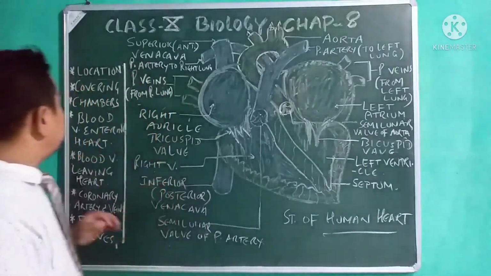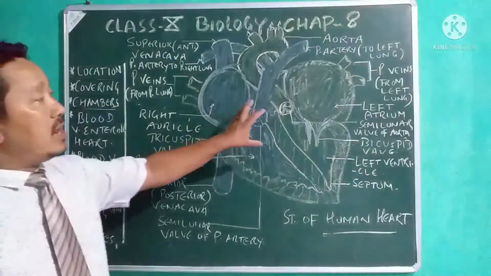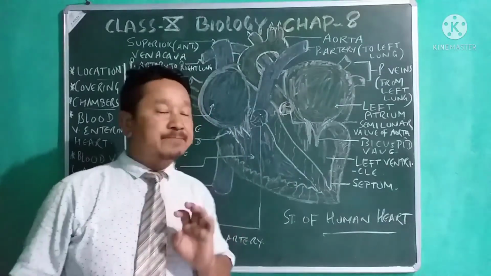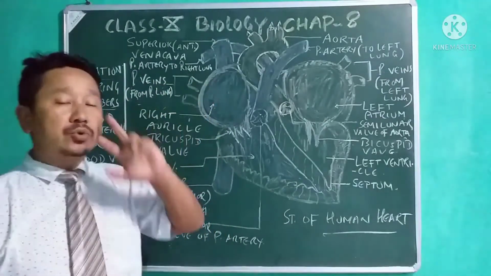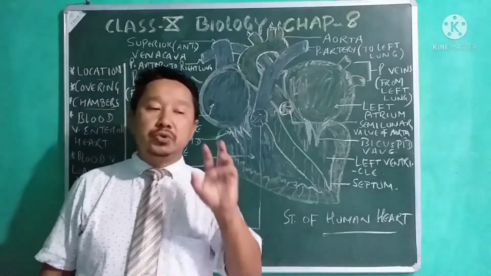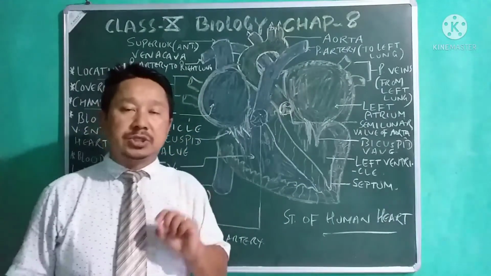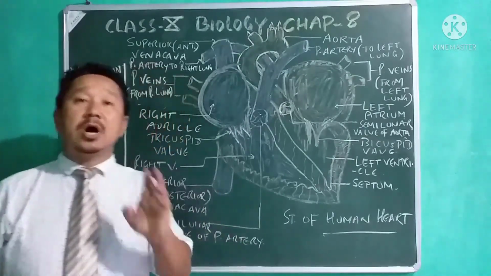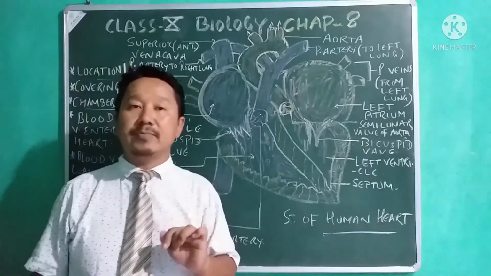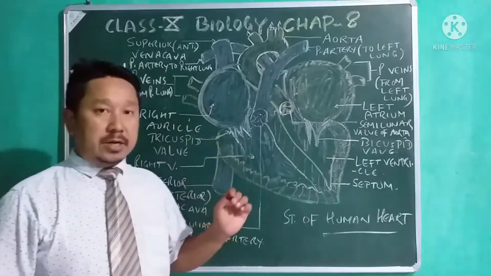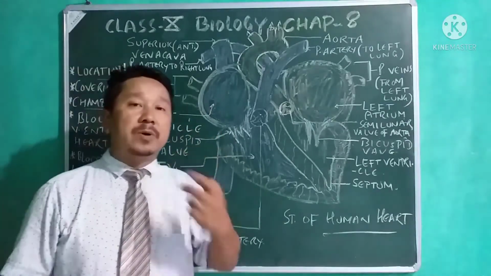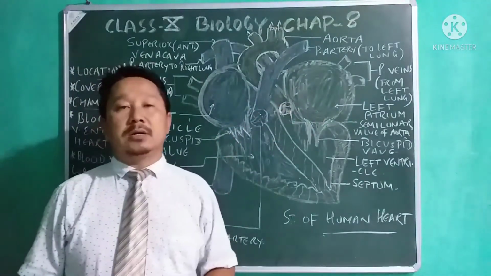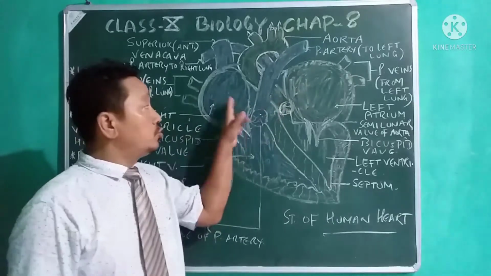pericardial fluid. Then coming to the chambers, the human heart is a four-chambered heart. It has two auricles and two ventricles. Each auricle is also termed an atrium, A-T-R-I-U-M, and the plural form of atrium is atria. So there are two atria, or in common terms two auricles.